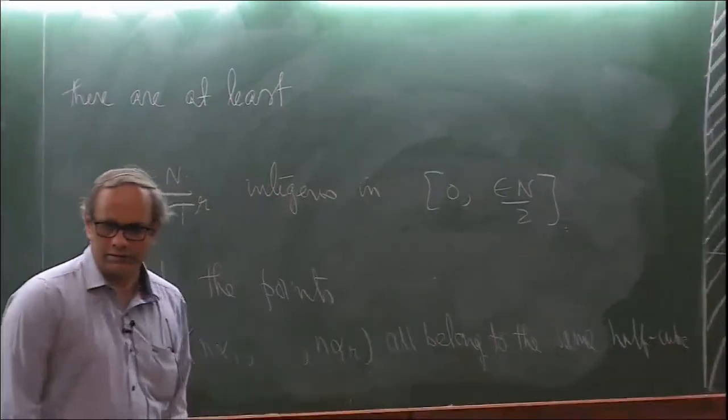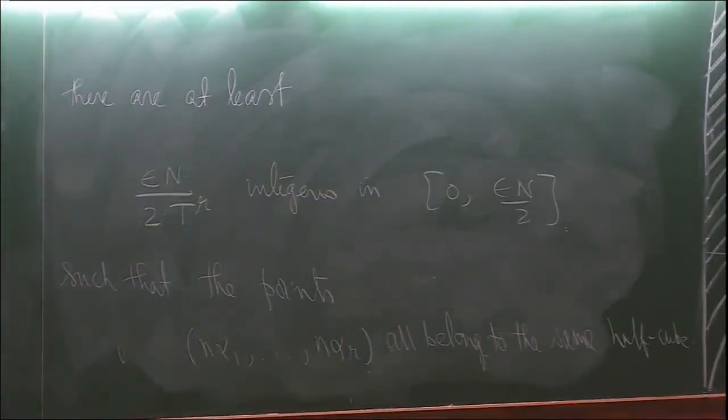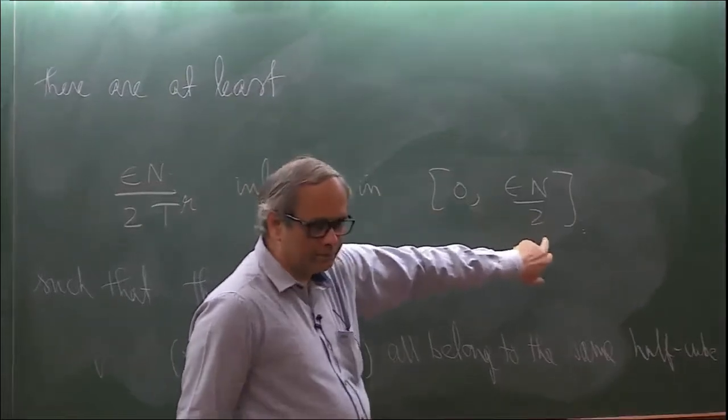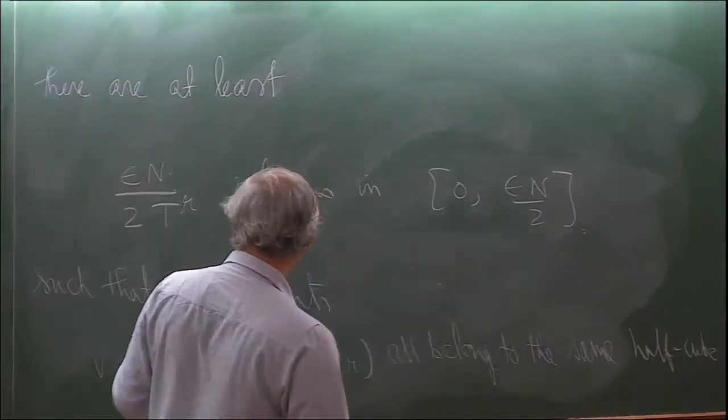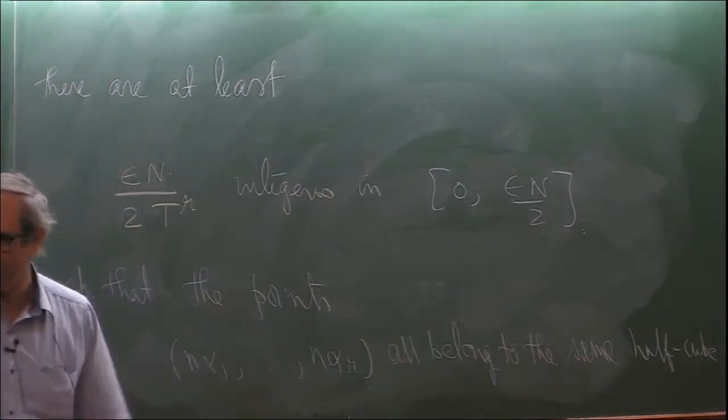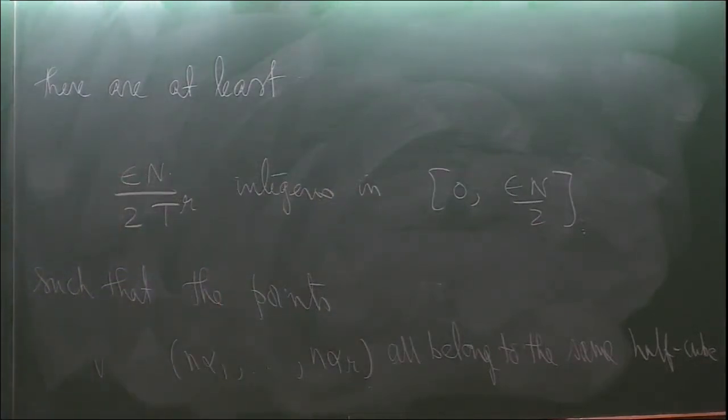They all belong to the same half cube. This follows from the box principle. And this means, so you take any one of those points and look at the differences with the remaining, including itself, you will get at least this many integers in the interval minus epsilon n to epsilon n, such that the distance of n alpha i's is less than or equal to 1 by t.